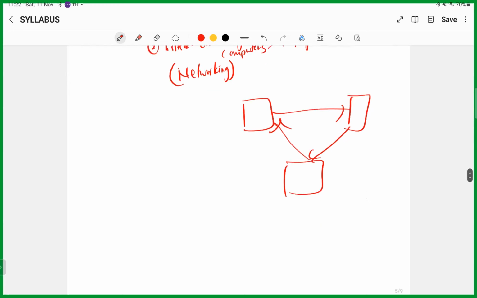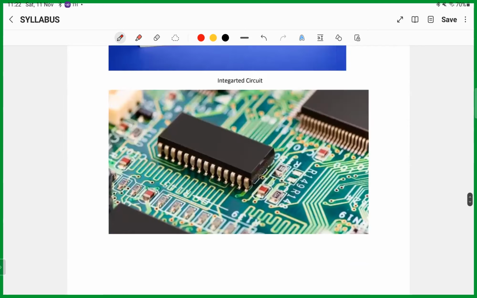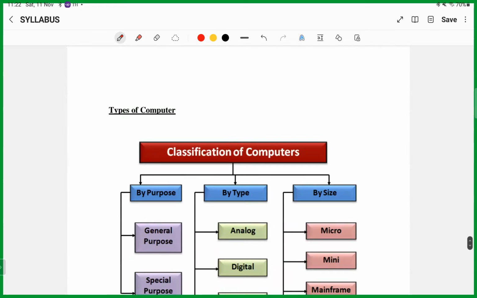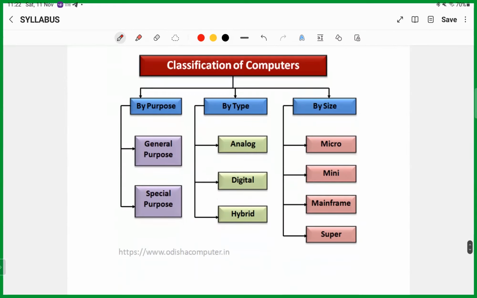Before ending, I just wanted to give you some insights into types of computer. I'll stop there, I won't discuss types of computer in detail. Let us see briefly what types of computer there are. Okay. So by purpose.